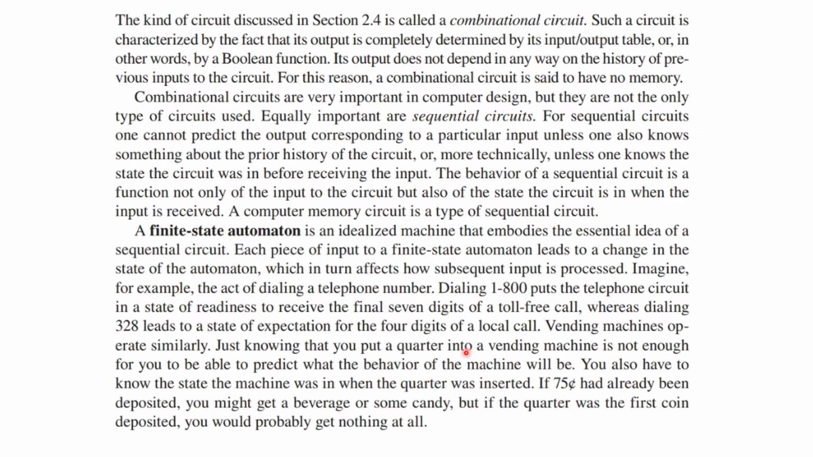Vending machines operate similarly, and we're going to look at a vending machine example here. Just knowing that you put a quarter into a vending machine is not enough to predict what the behavior of the machine will be. You also have to know what state the machine is already in. For example, if 75 cents has already been deposited, you might get a beverage or a candy. But if the quarter was the first coin, you'd get nothing at all.